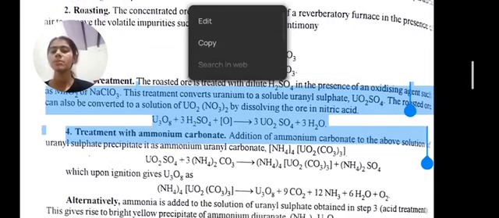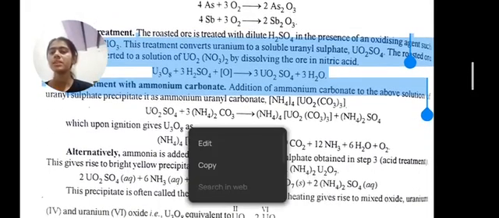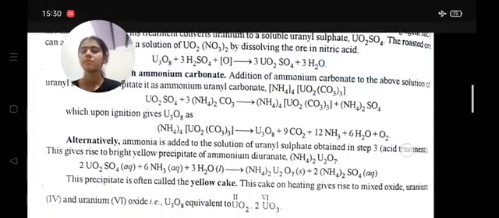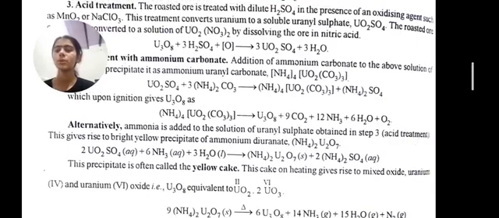Treatment with ammonium carbonate. Addition of ammonium carbonate to the above solution of uranyl sulfate precipitates it as ammonium uranyl carbonate, which upon ignition gives U3O8. Alternatively, ammonia is added to the solution of uranyl sulfate obtained in step 3.